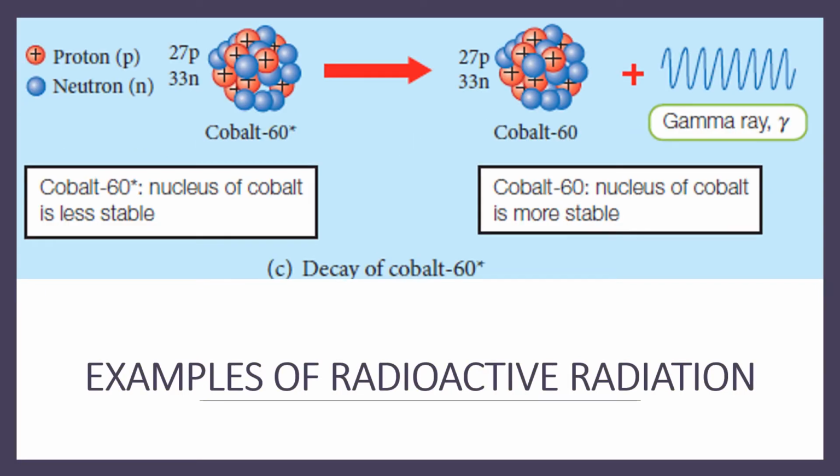Here is another example of radioactive radiation, and this one is for gamma ray. You can see here, before the decay, the cobalt-60 nucleus is less stable. When it is unstable, it will decay into a more stable nucleus. When the decay happens, the products are cobalt-60 plus a gamma ray. The cobalt-60 nucleus is more stable after the decay.